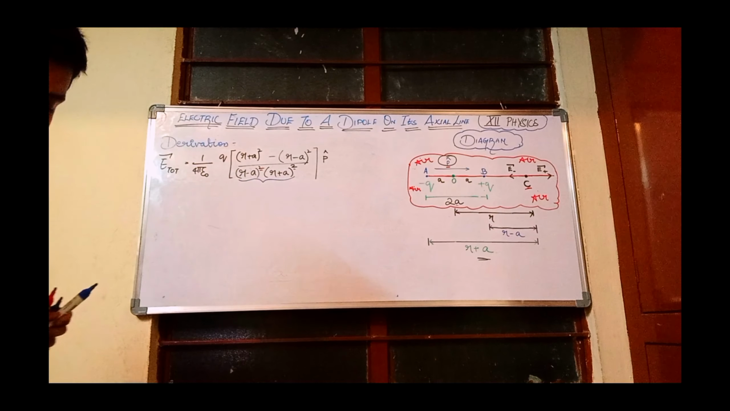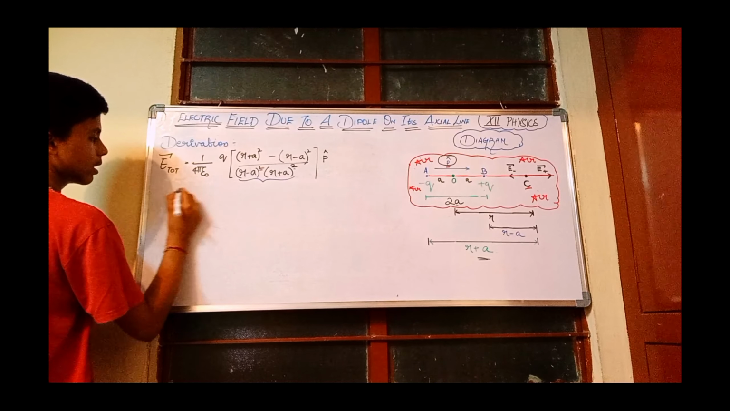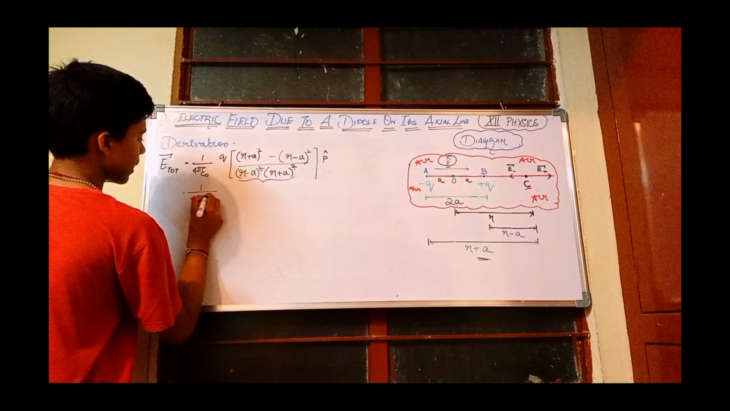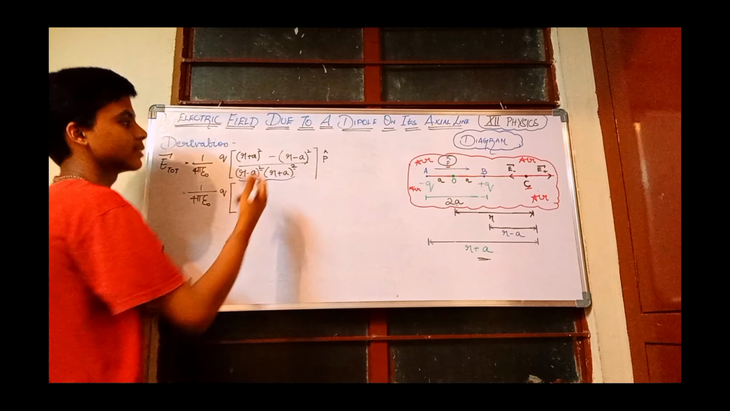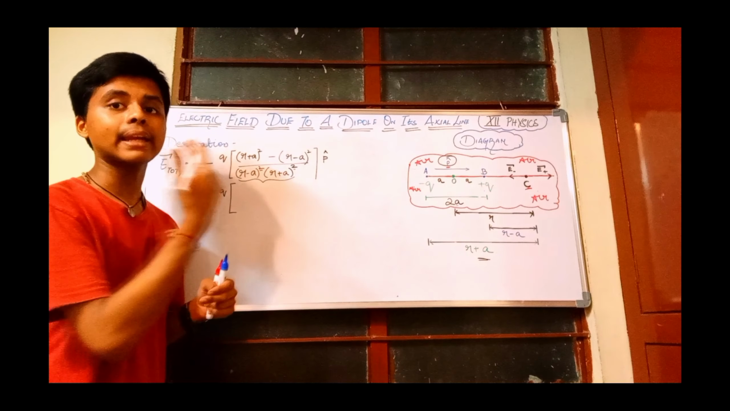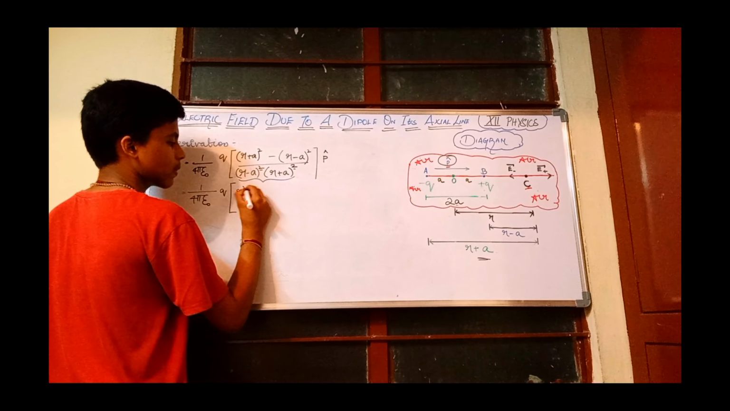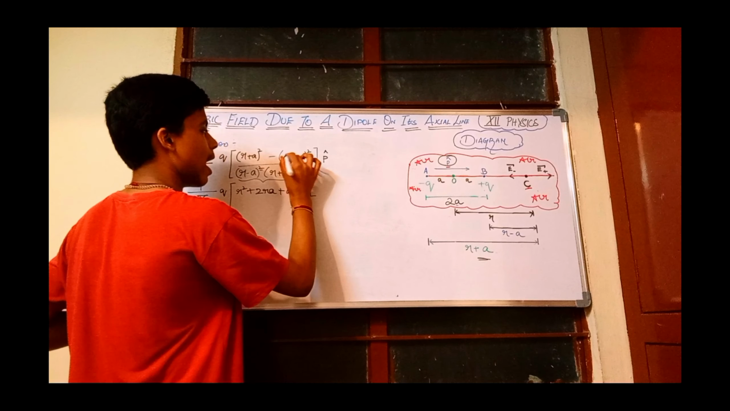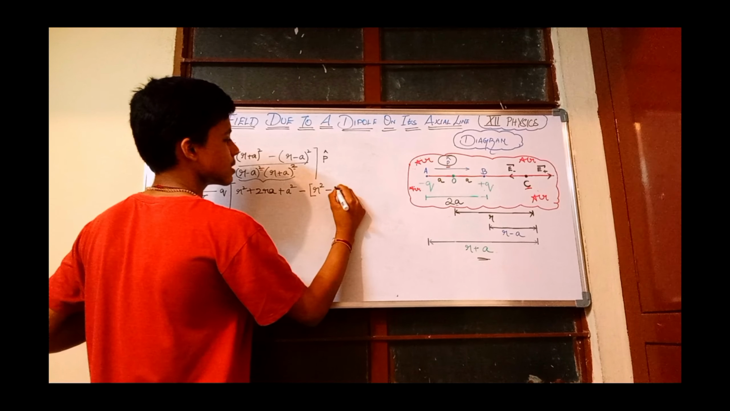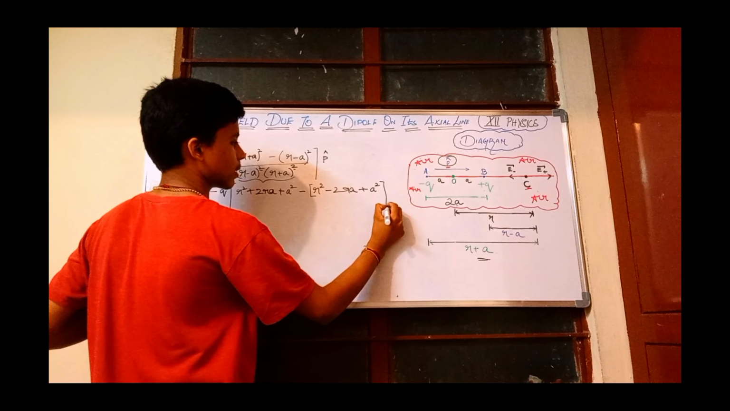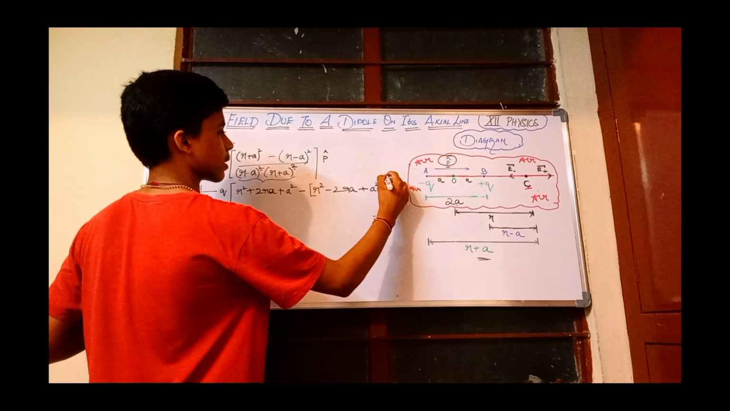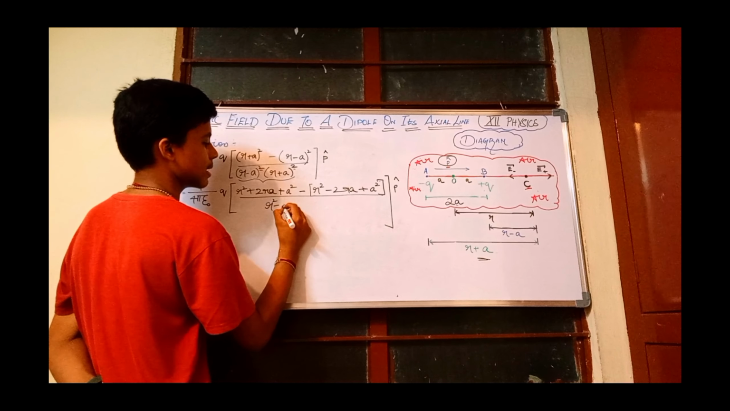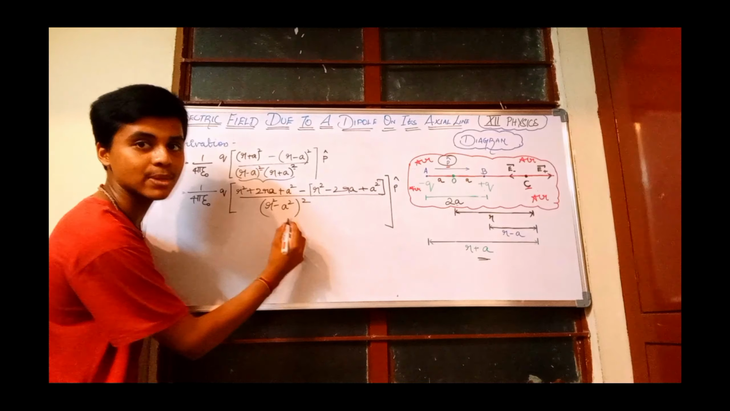So this E total vector will become 1 by 4 pi epsilon naught q into, I'll solve the numerator, which is in the form of (a plus b) the whole square and (a minus b) the whole square. So (a plus b) the whole square is nothing but r square plus 2ra plus a square, and I have a minus outside, so I'll take a bracket. (a minus b) the whole square is r square minus 2ra plus a square. And I have a p cap here. So now the denominator will become (r square minus a square) the whole square, which is nothing but (a square minus b square) the whole square.